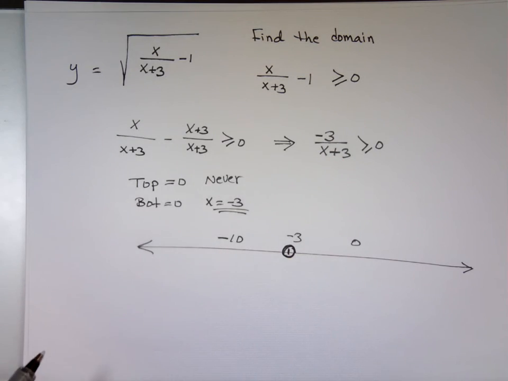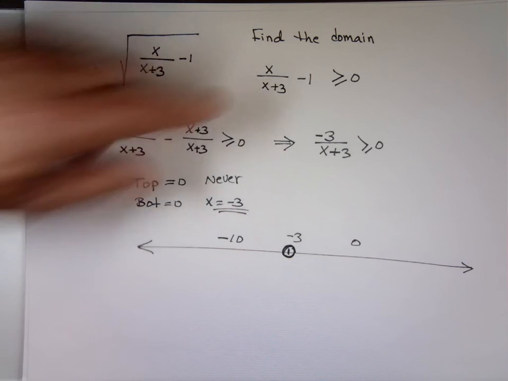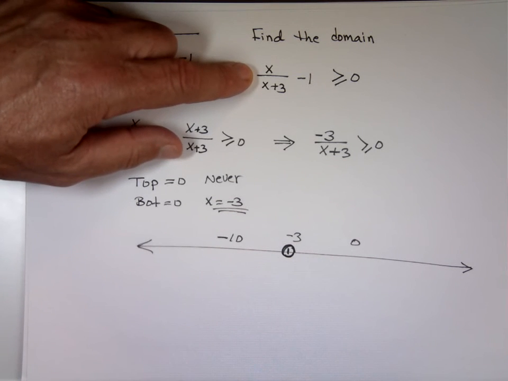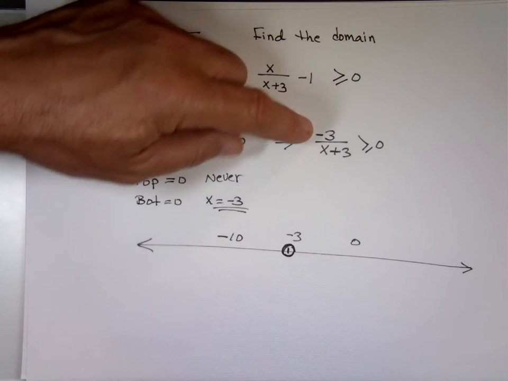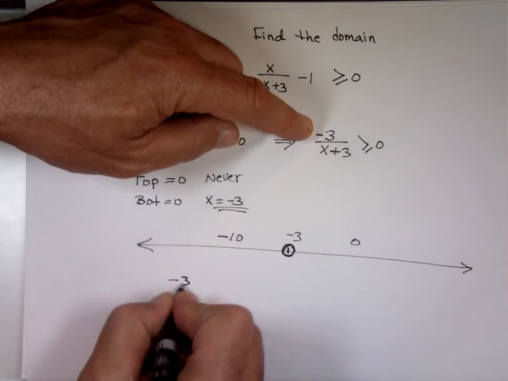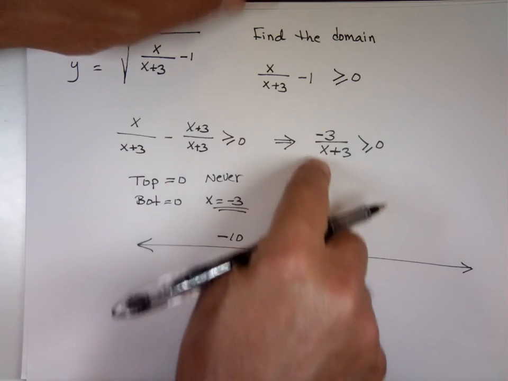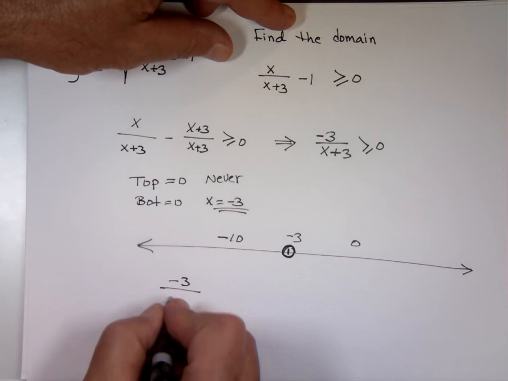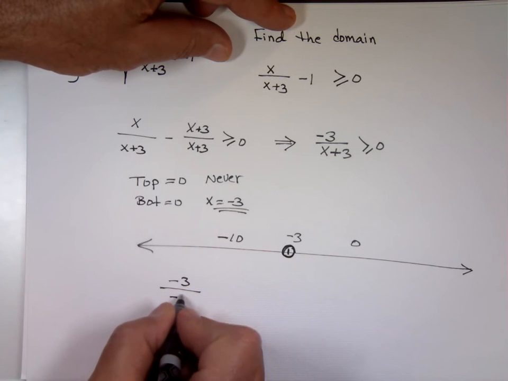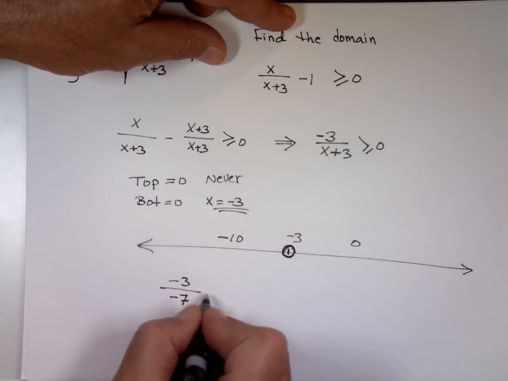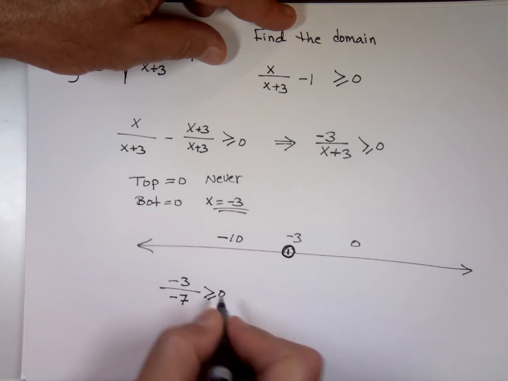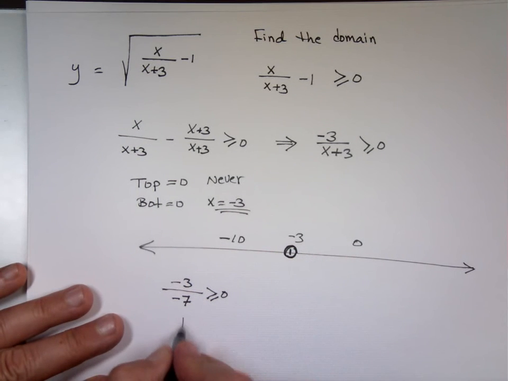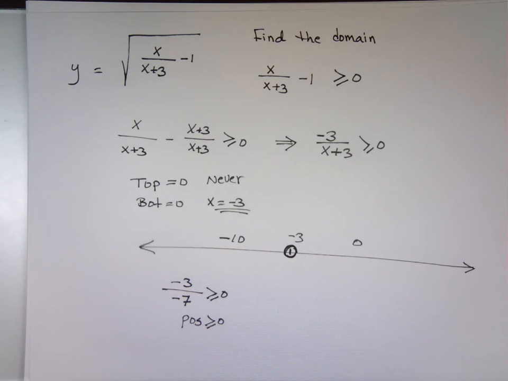If I'm not sure my math is good, I'll go back to the original problem. I have faith in my math, so I'll go negative 3 over when x is negative 10. What's negative 10 plus 3? Negative 7. Is that bigger than or equal to 0? Yes, because that's a positive number. Any positive number is bigger than 0. Yes.